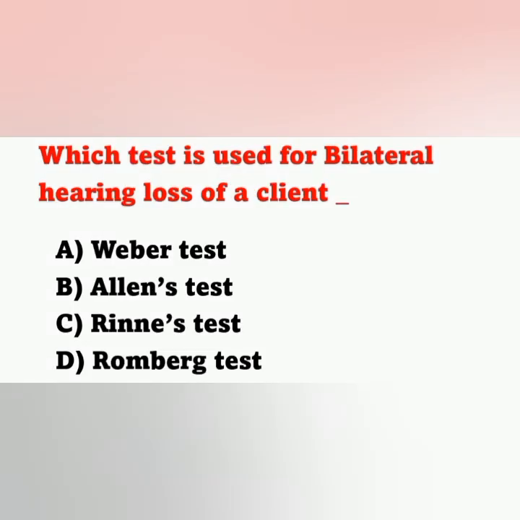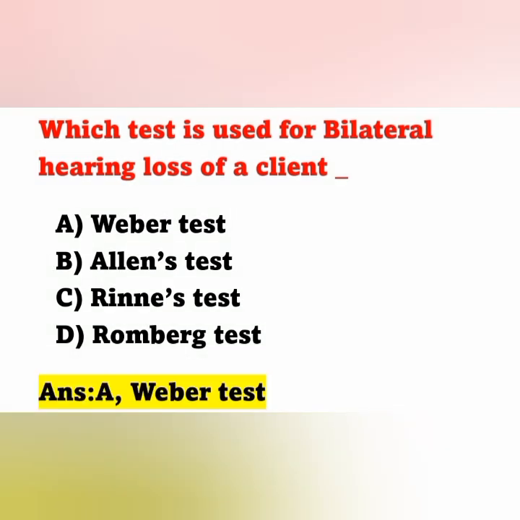And the next question, which test is used for bilateral hearing loss of a client? Options, option A Weber's test, option B Allen's test, option C Rinne's test, option D Romberg test. And the correct answer is option A Weber's test. Bilateral hearing loss means the hearing loss that affects both ears. So here the Weber's test is used to identify the bilateral hearing loss.